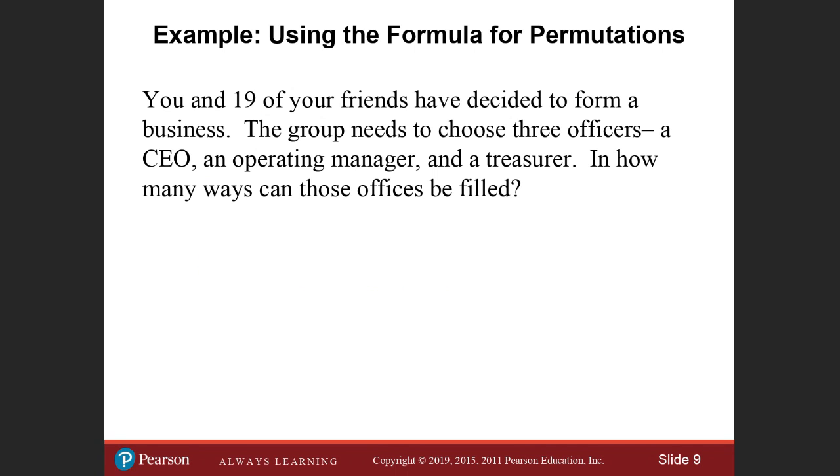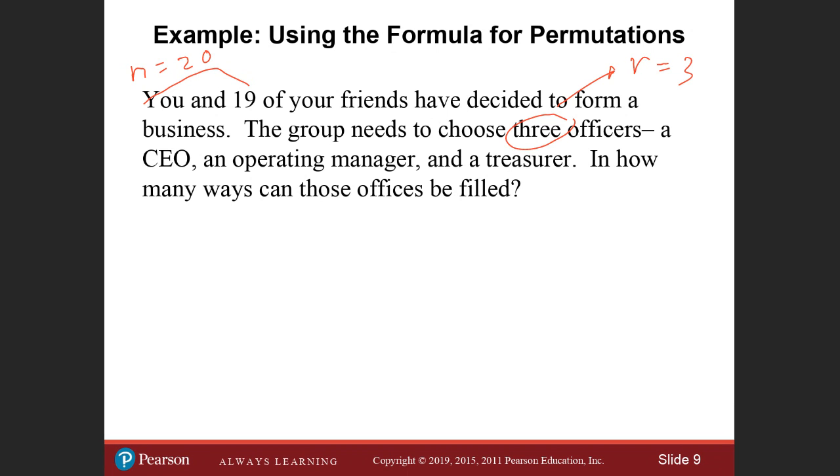Okay, so let's have an example using the formula for permutation. You and 19 of your friends, so when you say you and 19, that's a total of 20 here, and that will serve as your n, have decided to form a business. The group needs to choose 3 officers, so we have 3 here, and that would be our r, is equal to 3. A CEO, the operating manager, and the treasurer. In how many ways can those offices be filled?